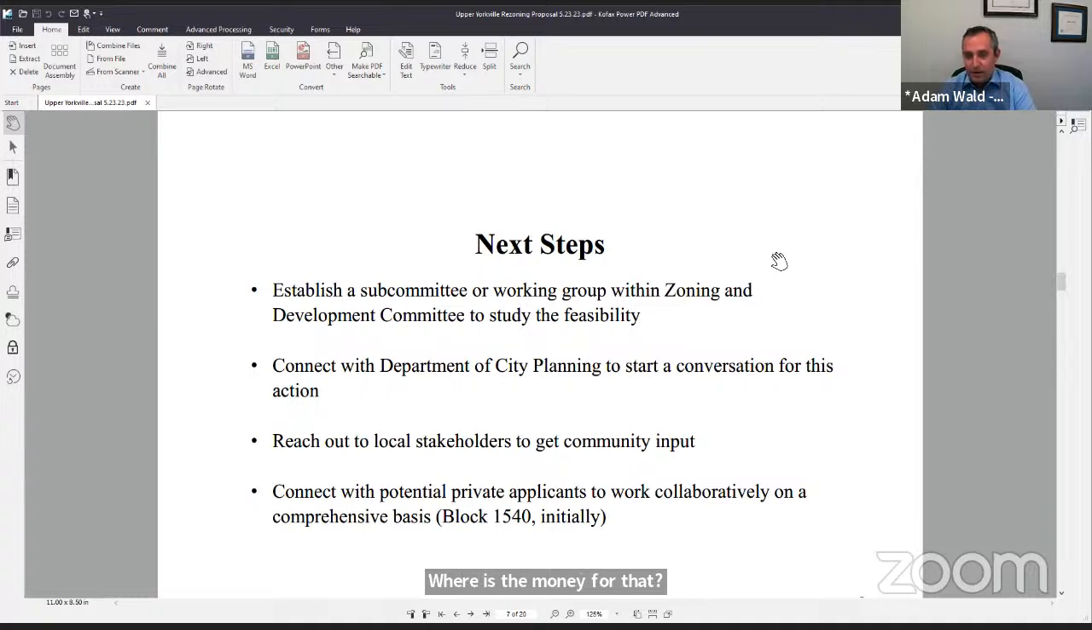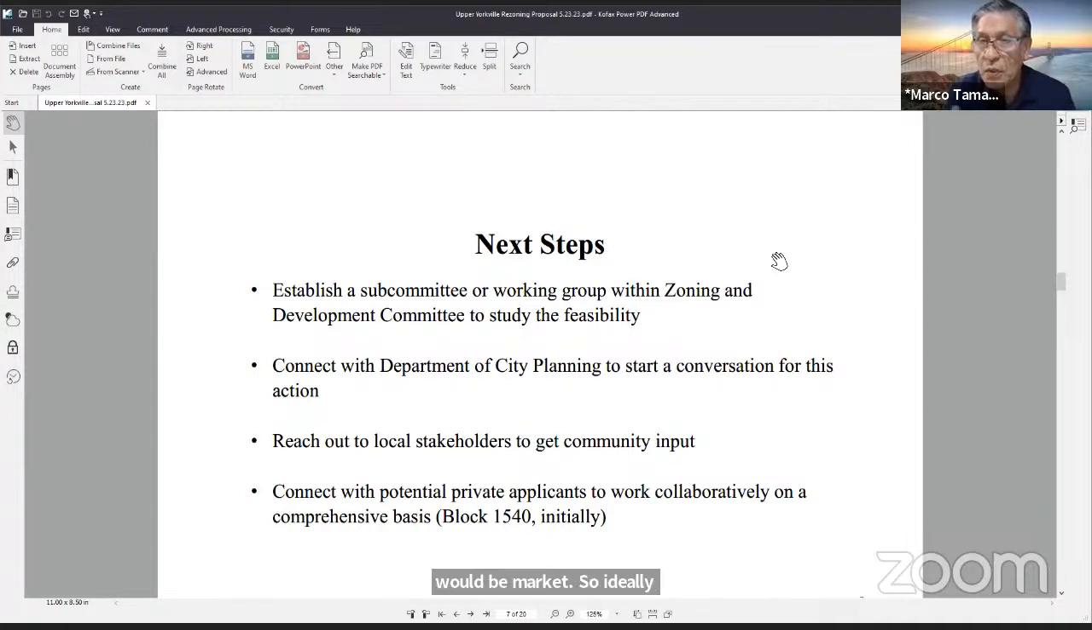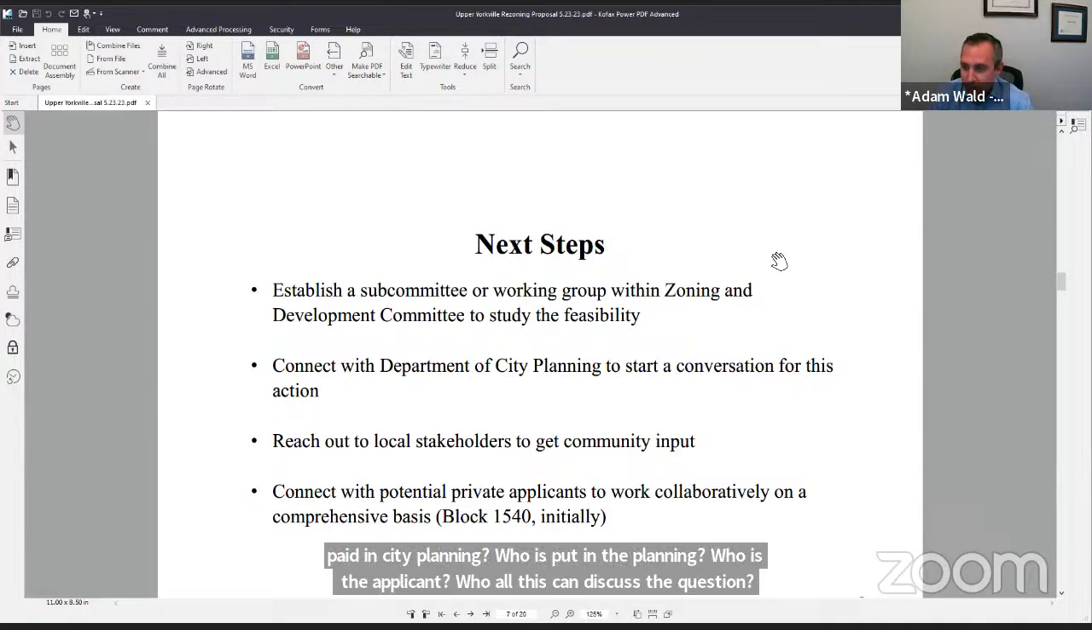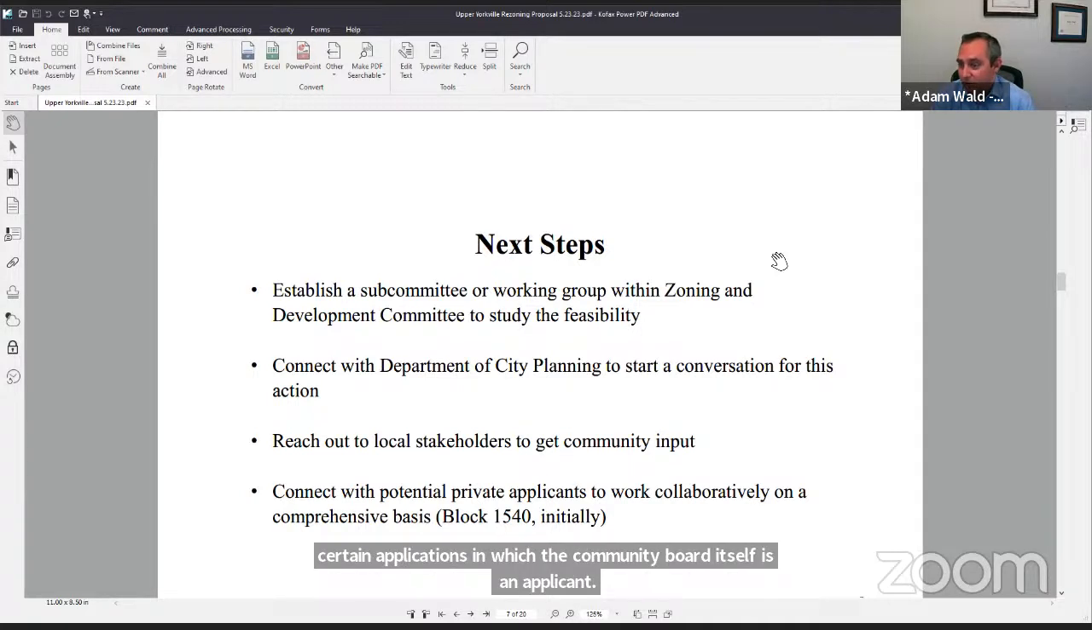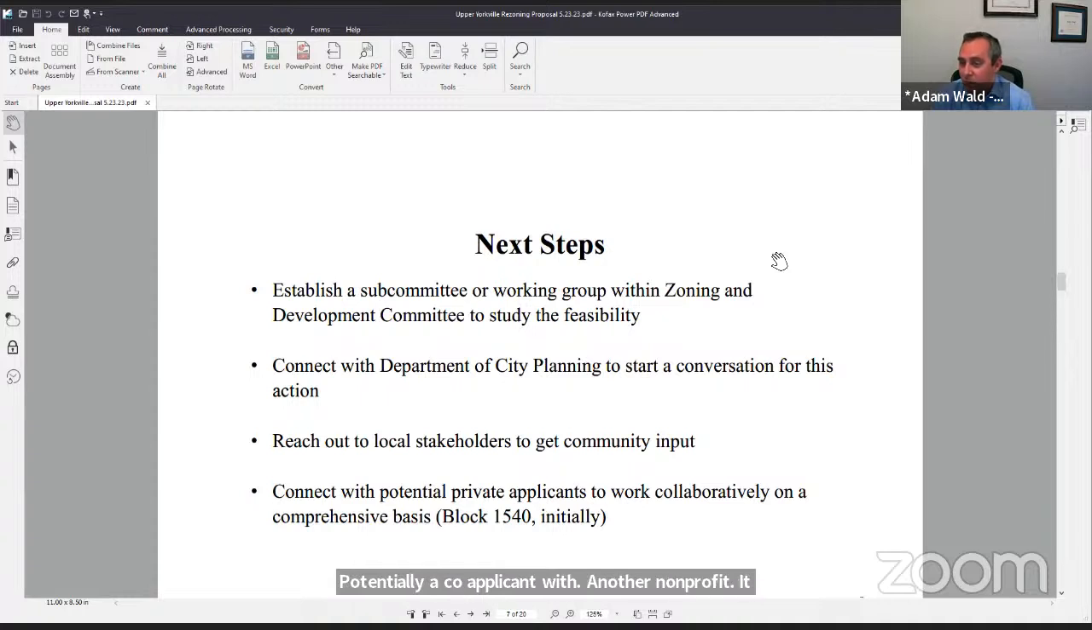The idea is to create an 8.5, 10, or 12 FAR zoning, such that 25% of it would be affordable and the rest would be market. No, I'm sorry, you misunderstand. Who is paying for this change of use from commercial to residential? Who is putting in the planning? Who is the applicant? This is the question that I'm asking. Well, it's not atypical for a community board to be an applicant. There are certain special district extensions and certain applications in which the community board itself is an applicant, potentially a co-applicant with another nonprofit. It would not be unreasonable for the community board itself to be an applicant, just like it was for the 210.